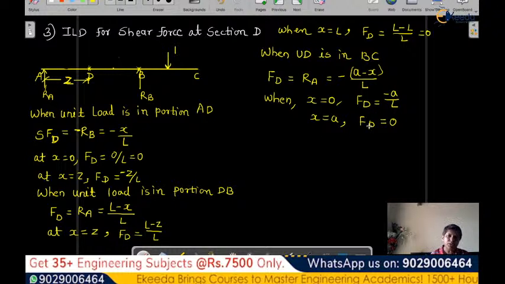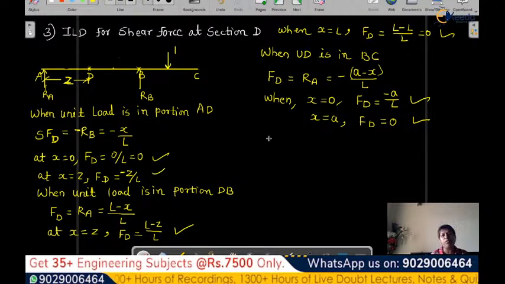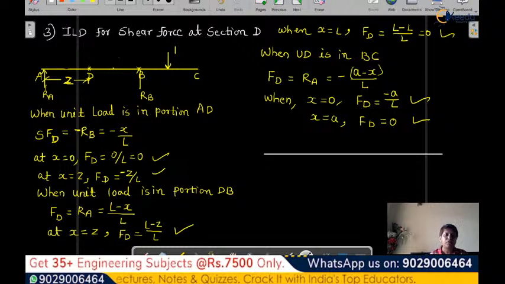So here we got all these values, 1, 2, 3, 4, 5, 6. We have to plot these 6 values, and that will become our influence line diagram for shear force at D. So let's draw it. Now let's see what the values are. At X equal to 0, shear force is 0. So at this point 0, and then at point D it is minus Z by L.